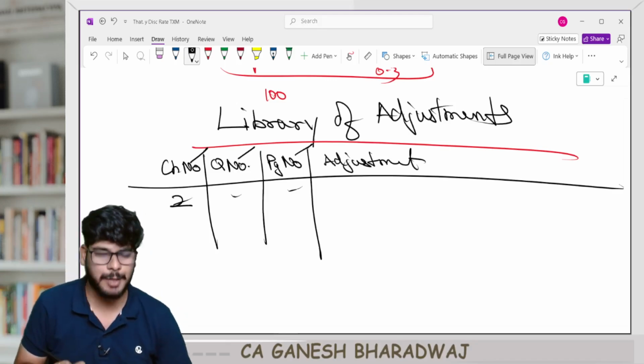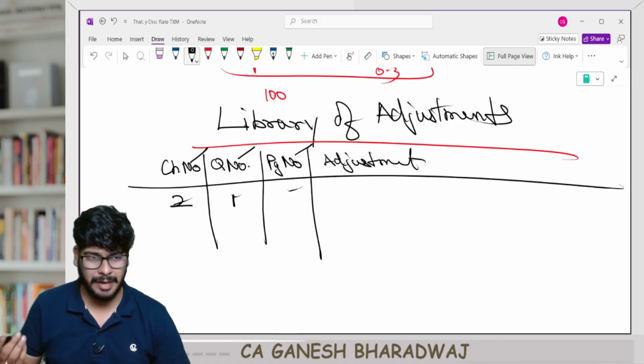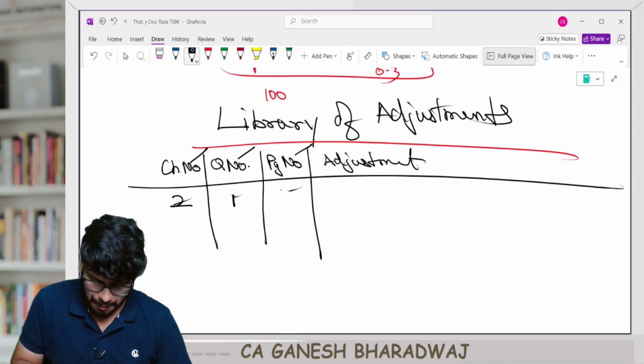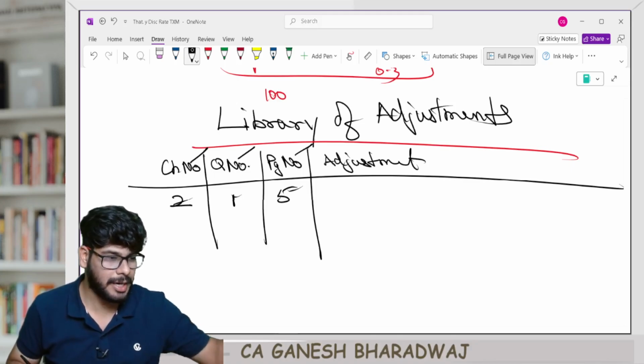Now, for example, what is this chapter? Cost of capital. As per our book, this is chapter number 2. Question number 1. It's on page number 5. Give me the solved workbook, solved question bank page number 5. Page number 5. Now, adjustment, I will dictate, write down.